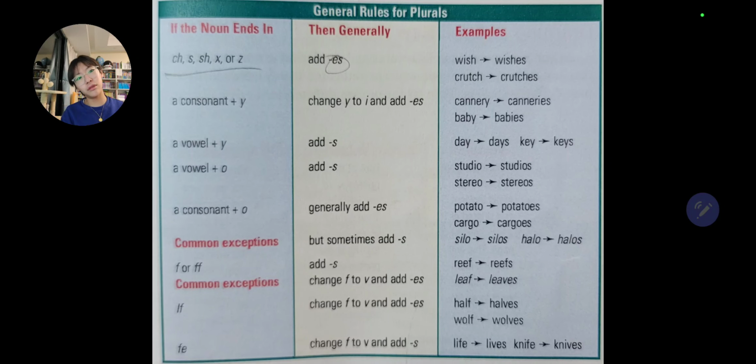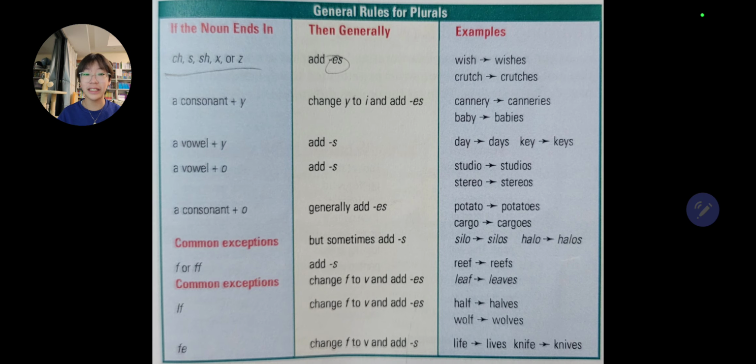Now, this is the general rule for plurals. If the noun ends in CH, S, SH, X, or Z, you generally add an ES. Then you change wish to wishes, crutch to crutches.